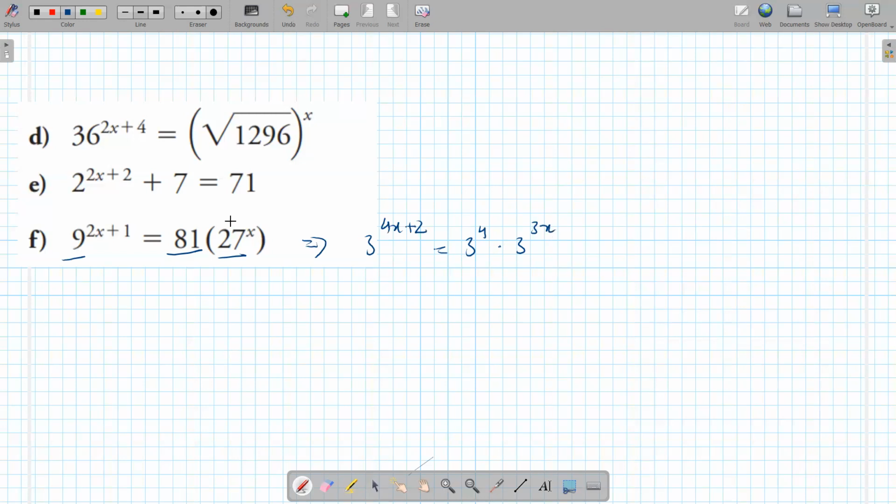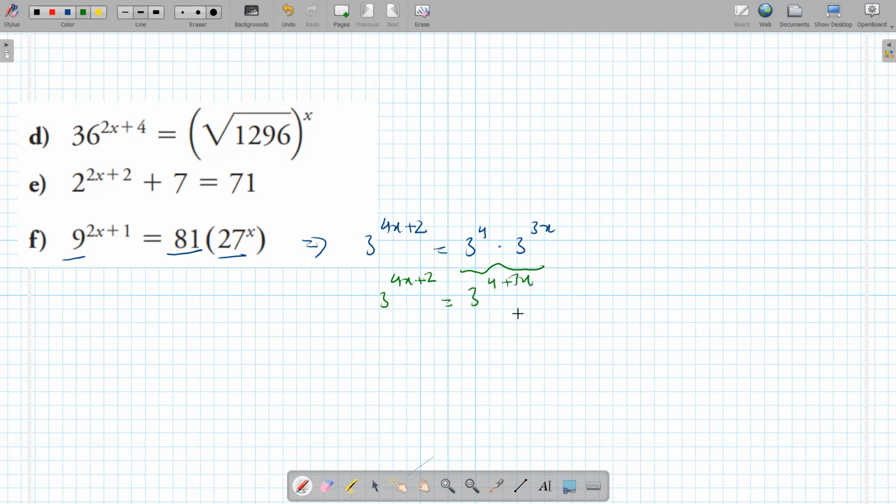Right now you can't cancel out the 3's. You can only do that if you have 1 on the left, 1 on the right. What we need to do is combine the 3's on the right side. If you use the exponent law to combine those 3's, what do you get? Use the first exponent law. 3 to the power of 4 plus 3x. That is correct.